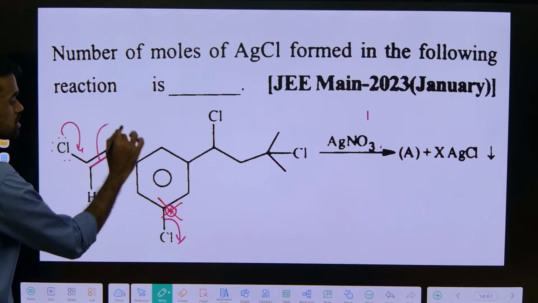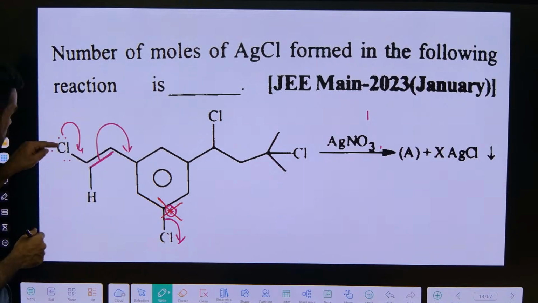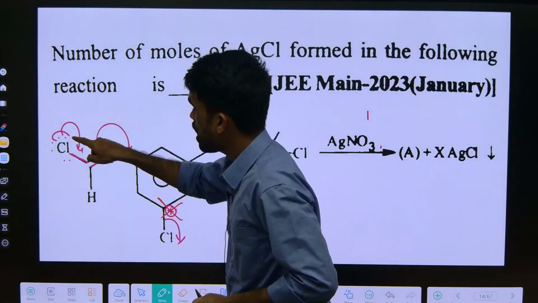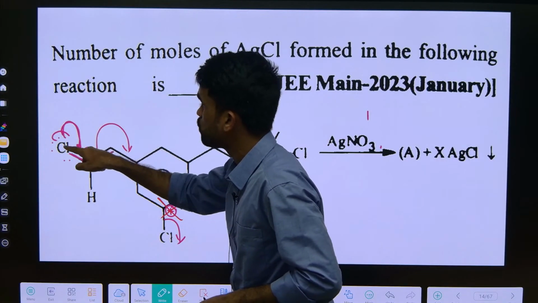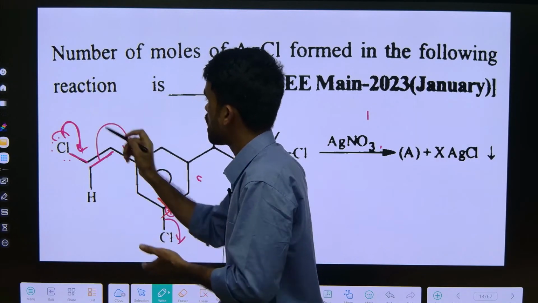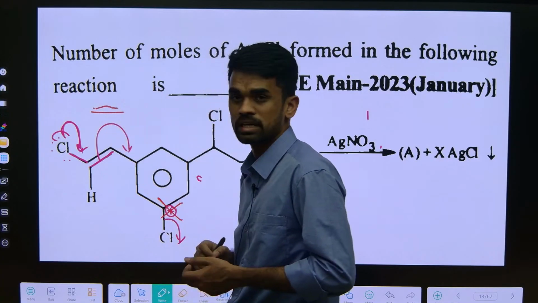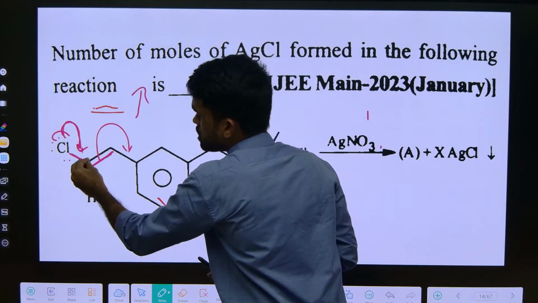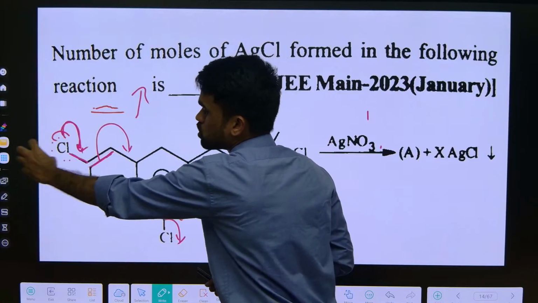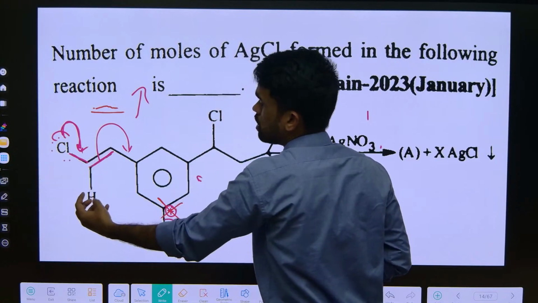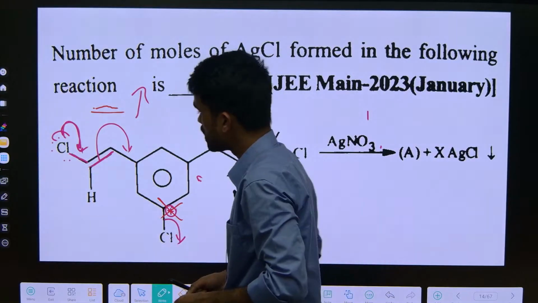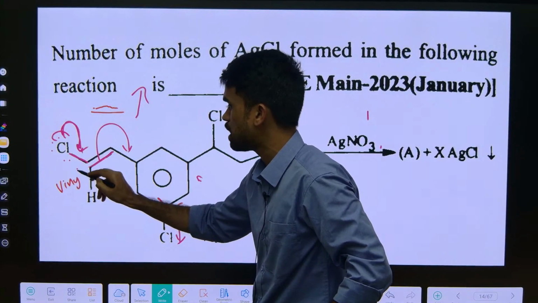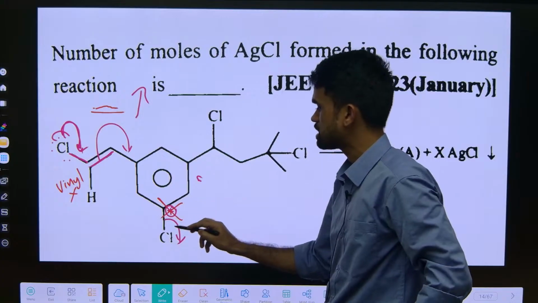Again, this is in conjugation with the ring pi electrons. Therefore, the single bond between chlorine and carbon gets partial double bond character by conjugation, by resonance. Due to this, the bond strength increases, right? If bond strength is increasing, we cannot remove this chloride ion. It is strongly held to the carbon, so it will not come out. Okay, is this clear? So I can say this is an example of vinyl halide, and this is an example of aryl halides.